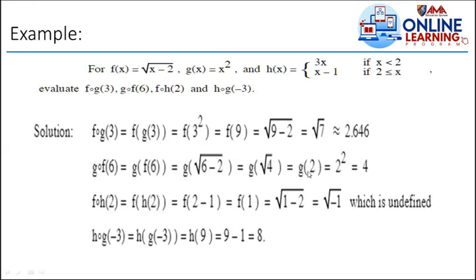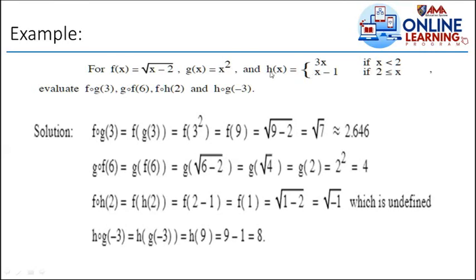Tapos, substitute natin siya doon sa formula natin, x squared, 2 squared, the answer is 4. Okay? And next, f of h, 2. So, our h now, the value is 2. If x is less than 2, gagamitin natin ito. If x is greater or equal to 2, we have x minus 1. So, since equal to 2, we're going to use this equation, x minus 1.